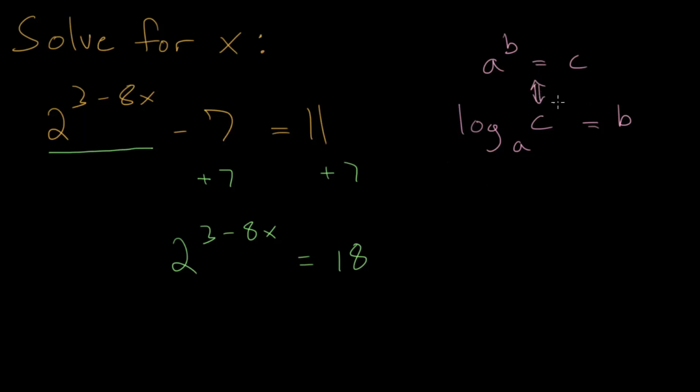These are equivalent. We can rewrite this in its logarithm form. We have log base 2. The bases are always the same in the two forms. And the logarithm is equal to the exponent. So this logarithm will be equal to 3 minus 8x. And the input of the logarithm is what the exponential equation is equal to. So we have log base 2 of 18 is equal to 3 minus 8x. And from here we can manipulate this and actually solve for our missing variable x.